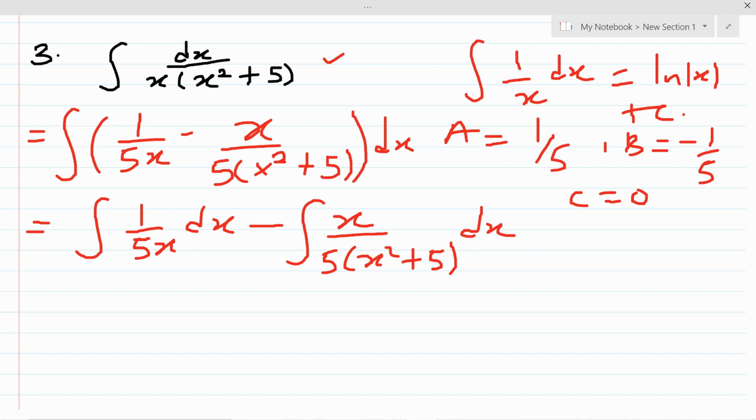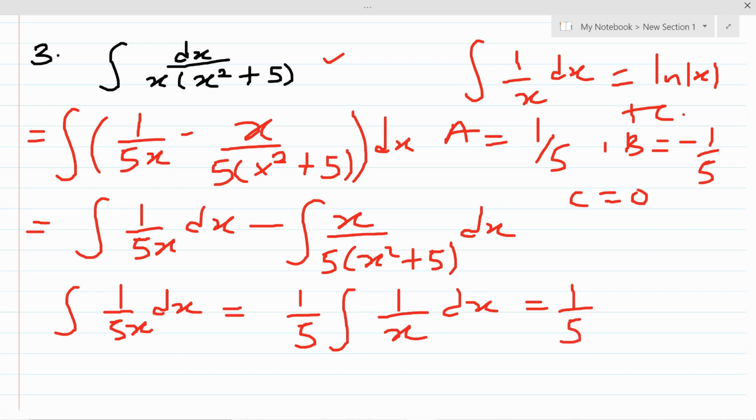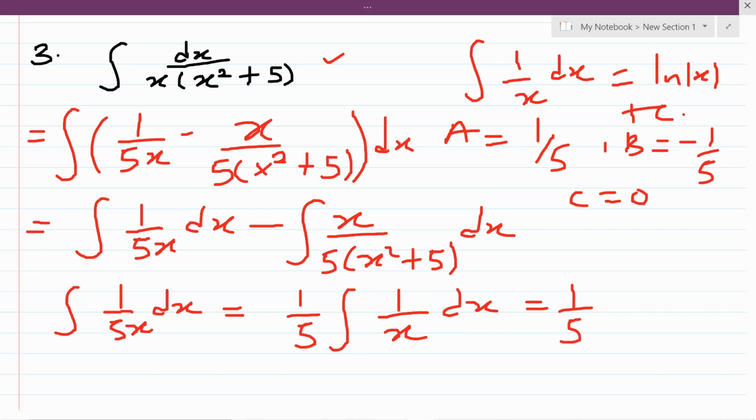So the integral of 1 over 5x dx is the same as 1 over 5 out, integral of 1 over x dx. Now this is true because 1 over 5 is just a constant, so this is equal to 1 over 5, then the integral of 1 over x, we just wrote it here at the top.